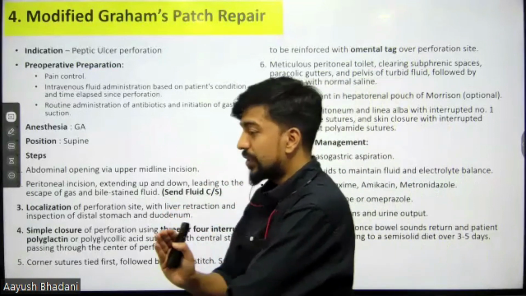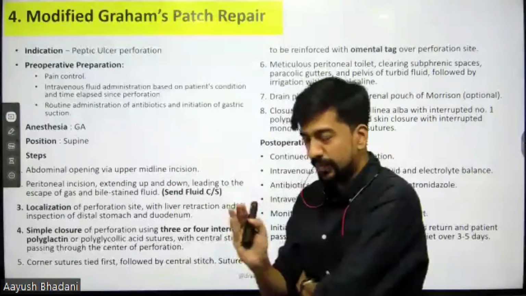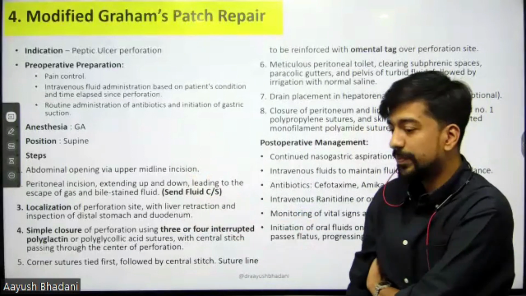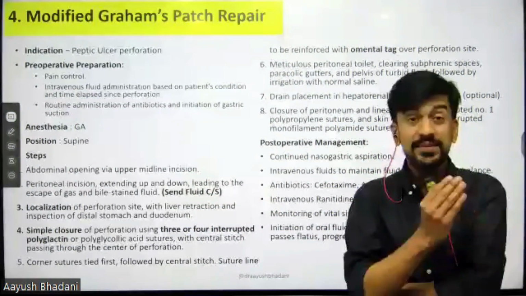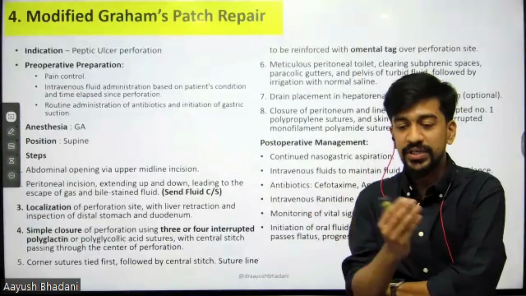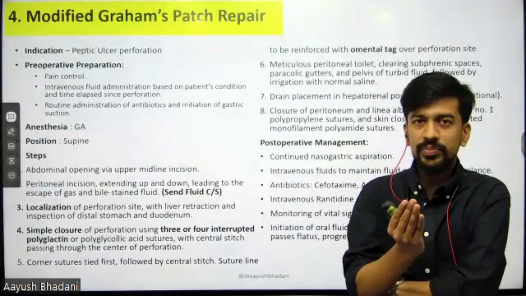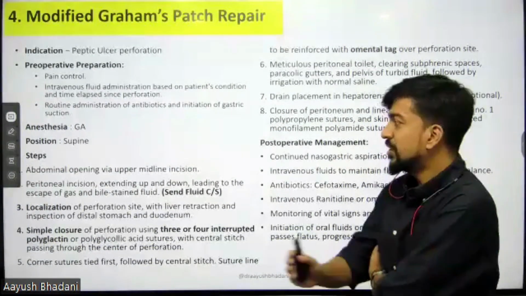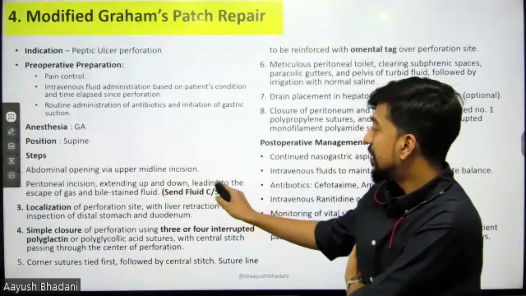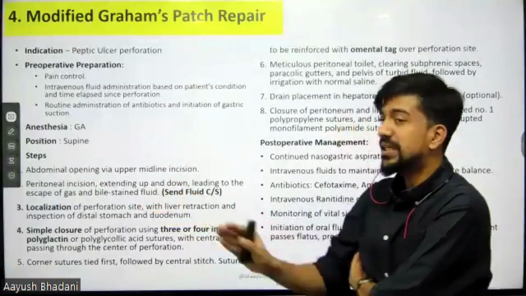Then plan the patient for OT, put it under GA, supine position, do a midline laparotomy. The moment you open it, you'll see a gush of fluid coming in. Extremely feculent if it's an ileal perforation. But if it's a gastric or a duodenal perforation, it will be mostly bile stained. There'll be a lot of pus flakes. So what you'll see is there'll be escape of gas and bile stained fluid.